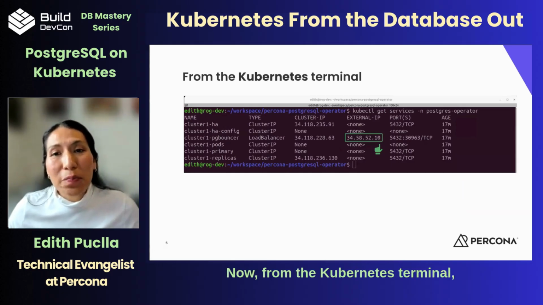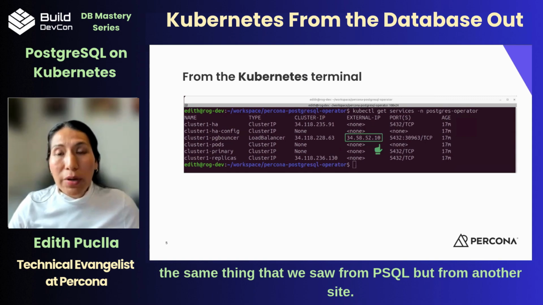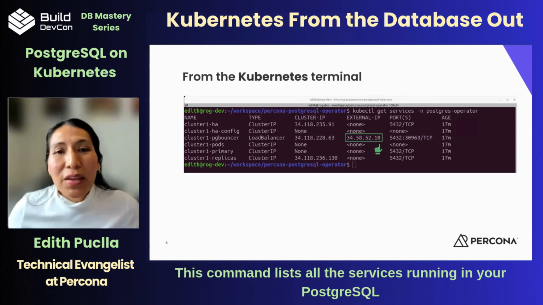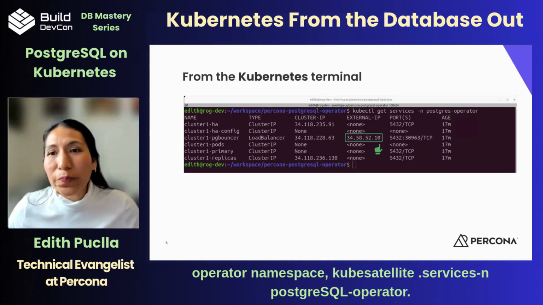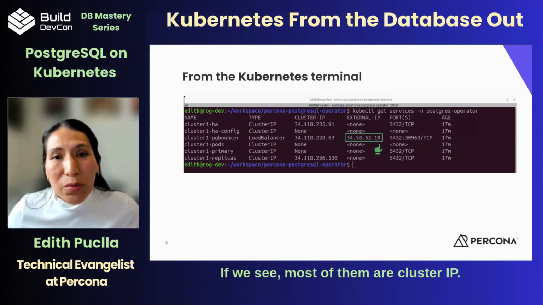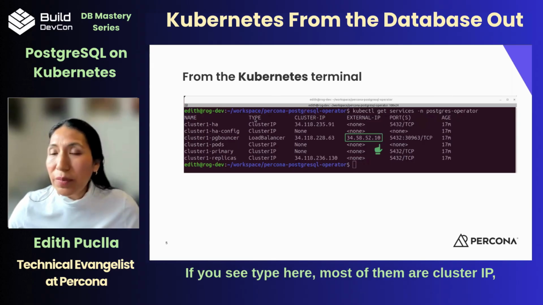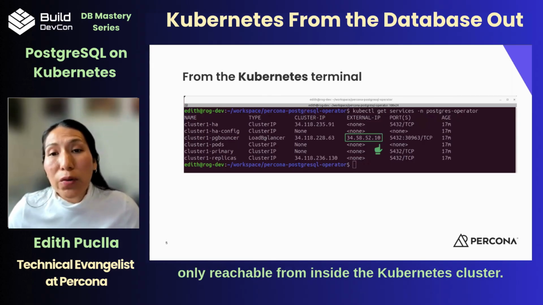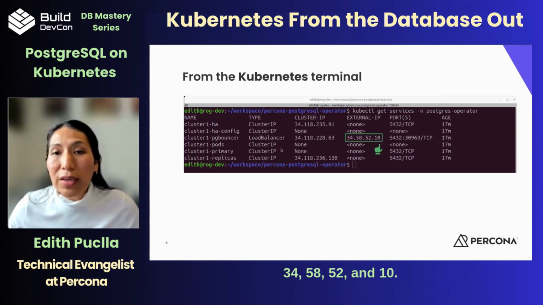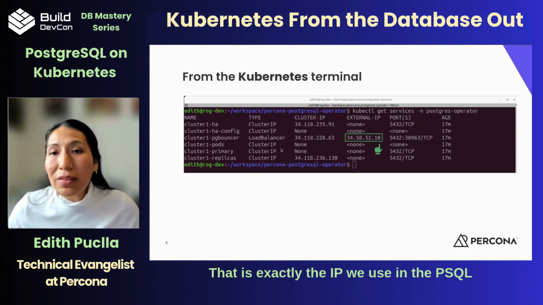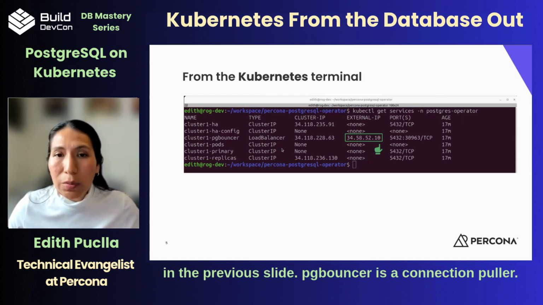Now from the Kubernetes terminal, the same thing that we saw from PSQL, but from another side. This command lists all the services running in our PostgreSQL operator namespace: kubectl get services -n postgres-operator. If we look at the type here, most of them are ClusterIP, only reachable from inside the Kubernetes cluster. But cluster1-pgbouncer is a load balancer with external IP 34.58.52.10. That is exactly the IP we used in PSQL in the previous slide.